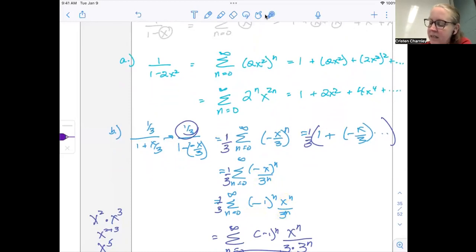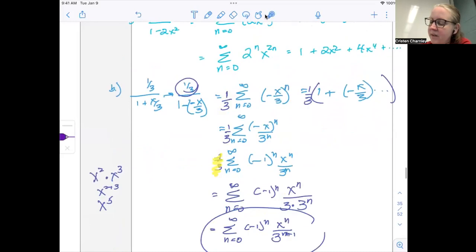But what we didn't talk about was 1/3. So this 1/3 really belongs in the front of the series. It belongs in the front of the expansion. Here it is in the front of the series and in the front of the series. But I don't want to leave it out there.